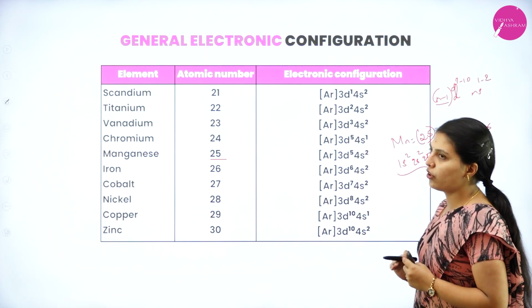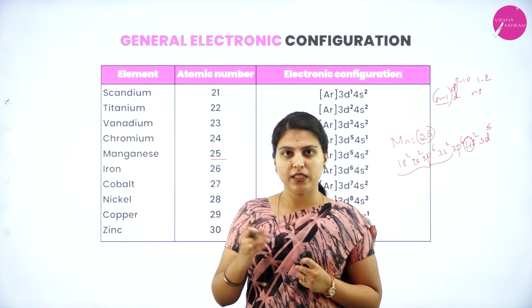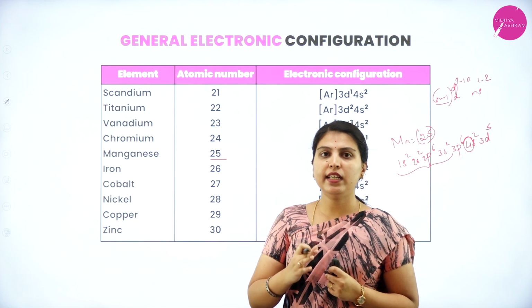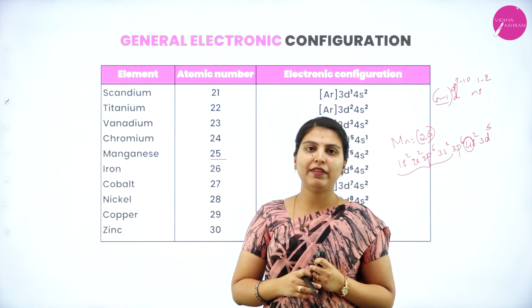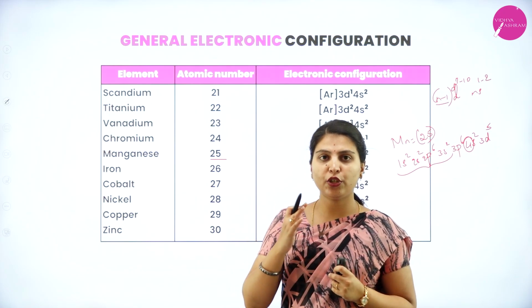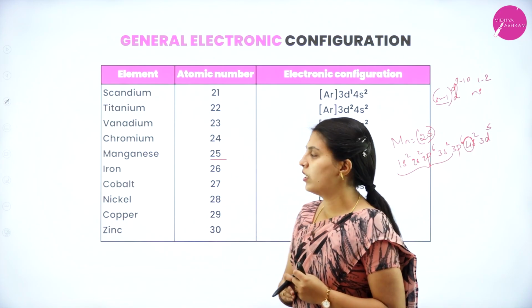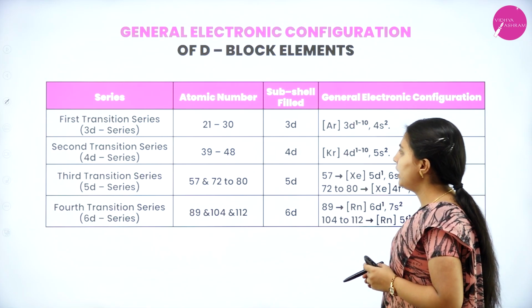That's why its electronic configuration is (n-1)d to the power of 1 to 10 electrons and ns 1 to 2. Overall, the d shell has 5 orbitals and each orbital will contain 2 electrons. The capacity of the d shell is 10 electrons. Okay. Next, general electronic configuration of d block elements.